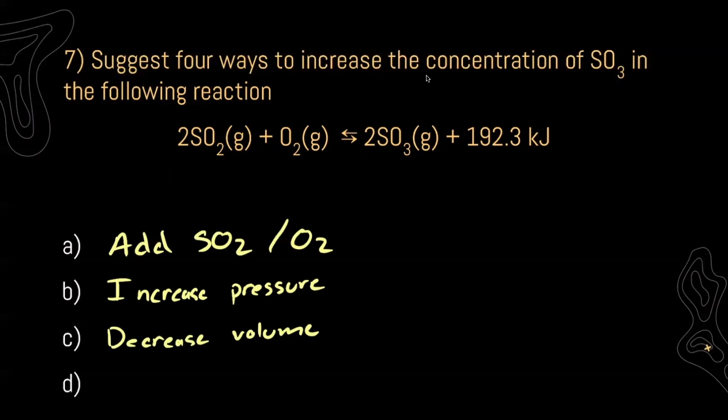Lastly, I see that my energy is on my product side. So if I place it in an ice bath, or lower my temperature, my products are going to go down. It'll shift my reaction to the right, increasing my concentration of sulfur trioxide.